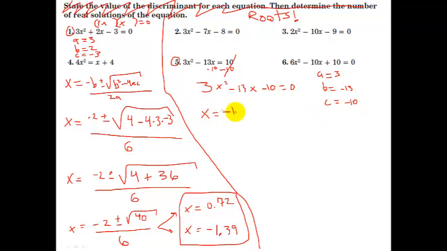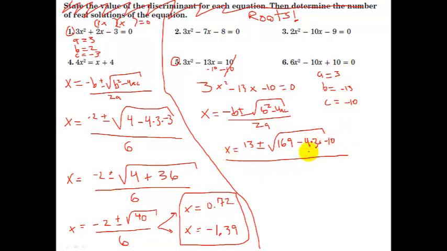x equals the opposite of b plus or minus the square root of b squared minus 4ac all over 2a. Now we plug in our numbers. Negative b, well b was already negative 13, so that's going to be positive 13, plus or minus the square root b squared, 13 squared, you can use a calculator if you need to, but I'll just tell you it's 169, minus 4 times a, which is 3, times c, which is negative 10. Okay, divided by 2a, a was 3, so again we have a 6 right here.